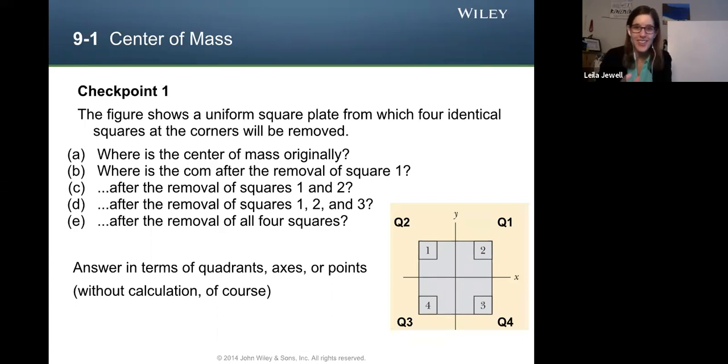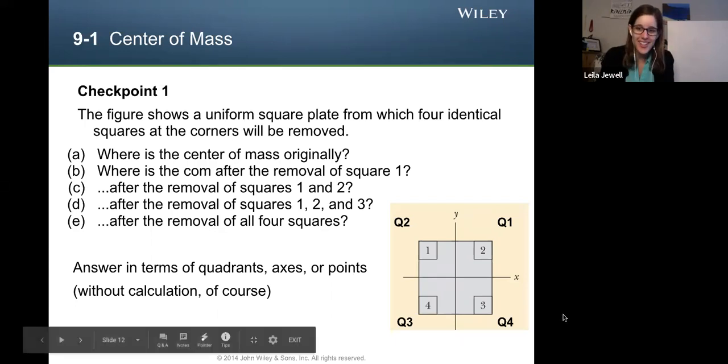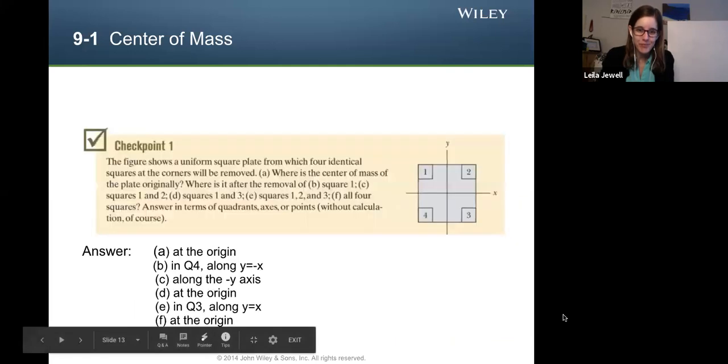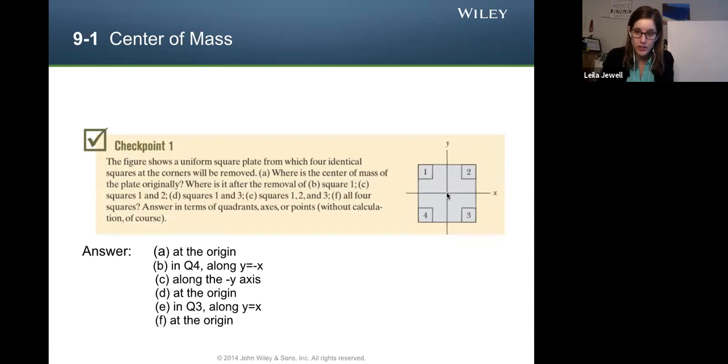All right, so hopefully you paused. Let's take a look. For part A, originally the center of mass will be right at the origin, because it's totally symmetric in all directions. That's the middle where it balances out. If you remove square 1, then that's going to suddenly shift your center of mass, since there's a little bit more in the fourth quadrant. So you're going to have to shift into this fourth quadrant.